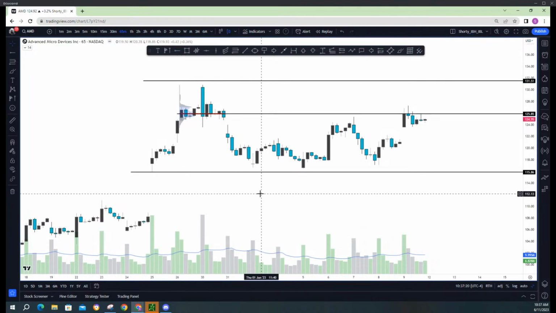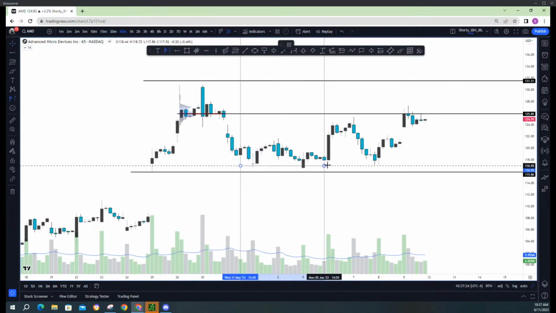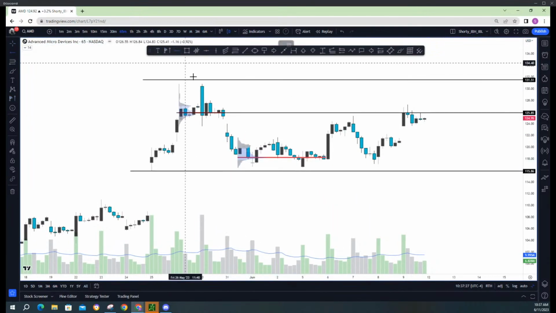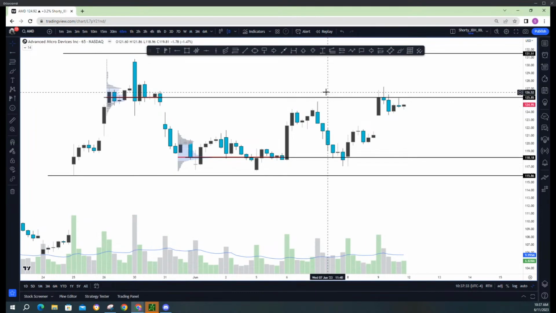We're going to look for a short opportunity, right? And then we said if the price comes back to this level, we're going to be looking for a long opportunity. And what did they do that day? They gave you the short and the long was there as well.